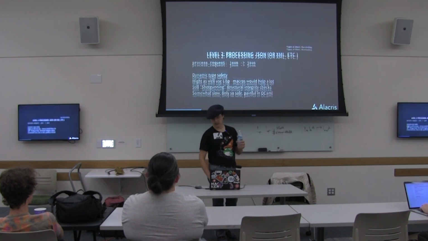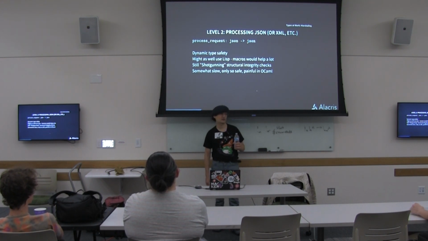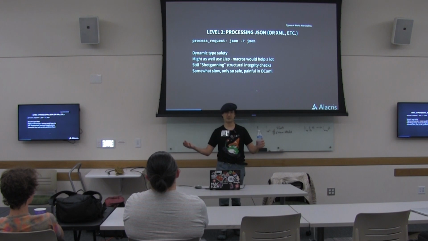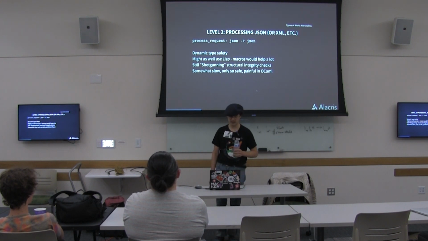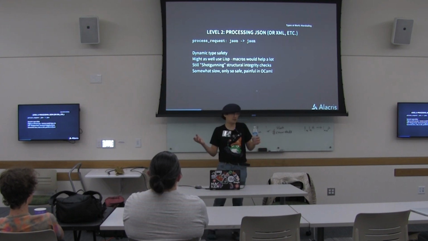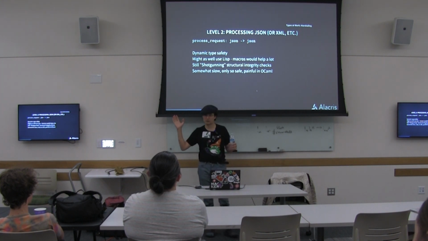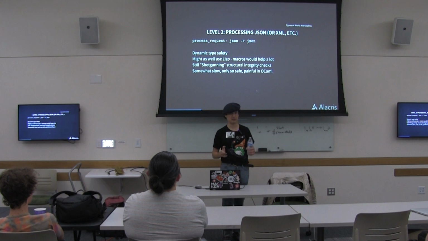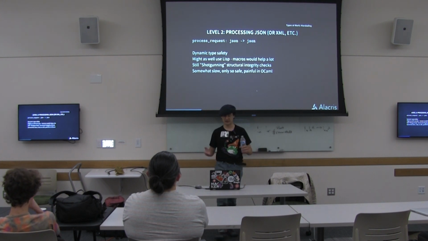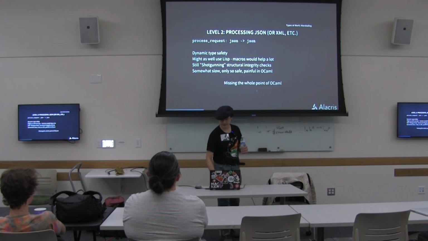Okay, but we can use a bit more types. Instead of processing bytes, you can process XML or JSON or something structured. And in this case, you have dynamic type safety, but you don't really take advantage of OCaml. The type is the same as you would have in Lisp. So why use these types if you're programming in OCaml? You should just write in Lisp. It would be much faster, the syntax would be much easier, everything would be better in Lisp. Don't do that in OCaml, you're missing the point.